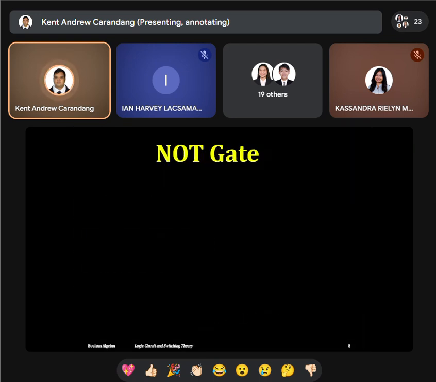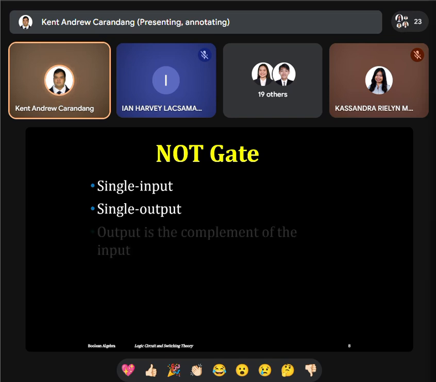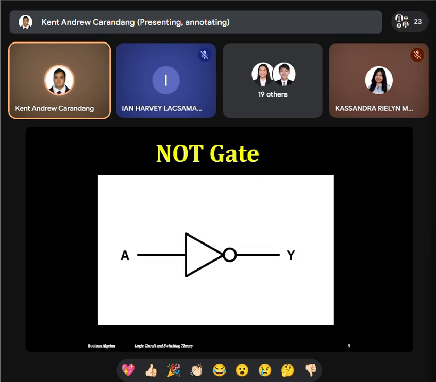So logic gates. This is the schematic diagram for the NOT gate. It has a single input and also a single output. The output is the complement of the input, meaning it's the opposite. This is the schematic for the NOT gate: a triangle with a bubble.